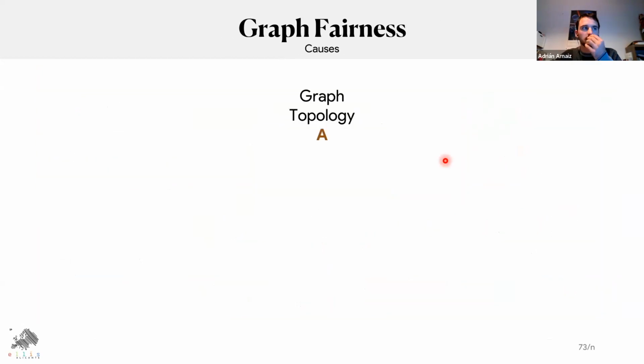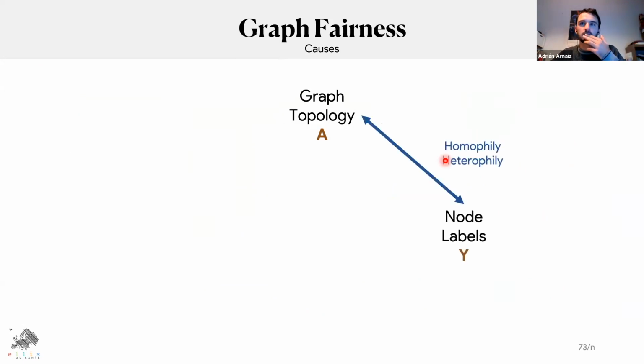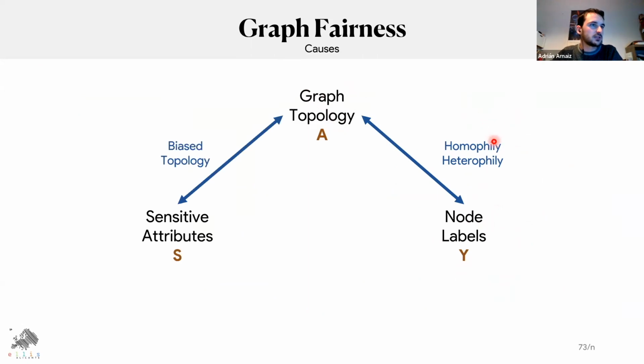So, I mean, this is the most important slide that I would like you to take. Usually in graphs, we have the graph topology, and in classical GNNs, we have the node labels. The correlation between these is called homophily/heterophily. Now we have an actor that is the sensitive attribute, and the correlation between these distributions is going to be the biased topology.